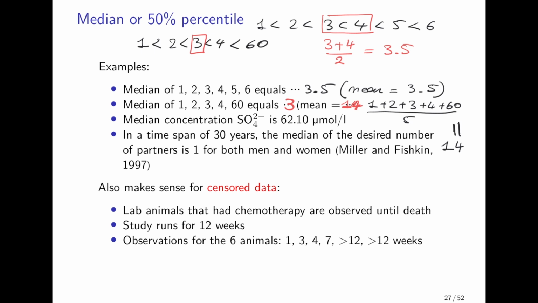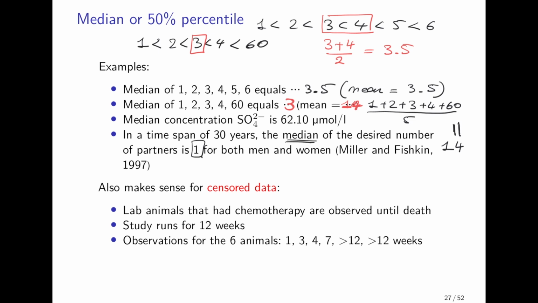If we compute the median concentration of sulfate, we get 62.10. That's computed with R. And then if we look at the median of the desired number of partners for both men and women, then we find that the median is not some high number like 64, like it was for the mean, but we see 1. So both for men and for women, the median number of partners is 1.